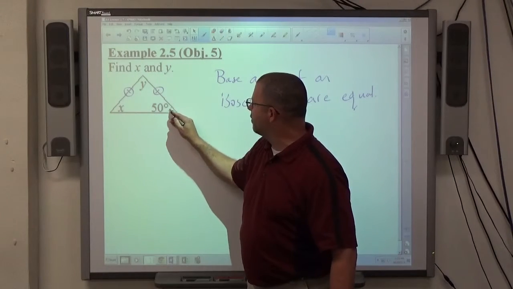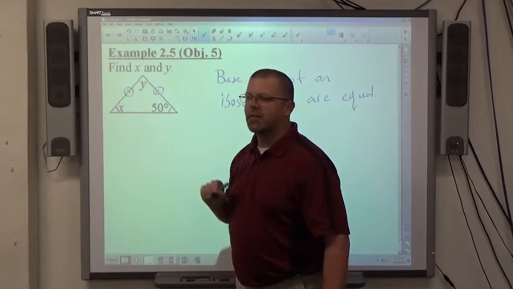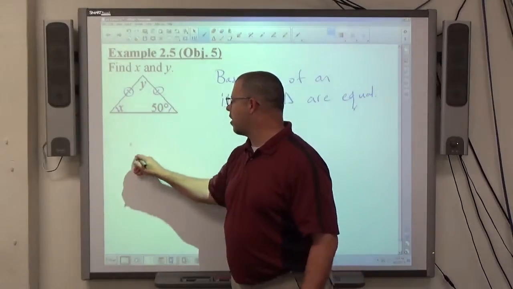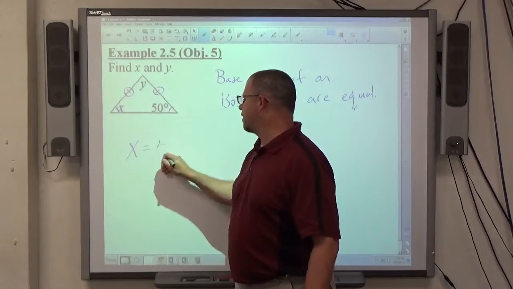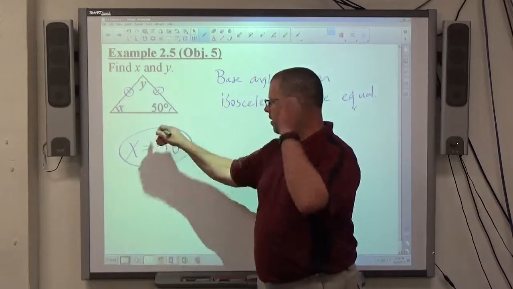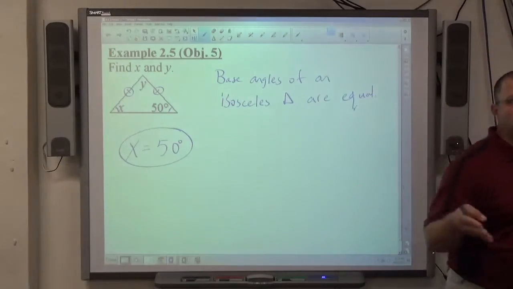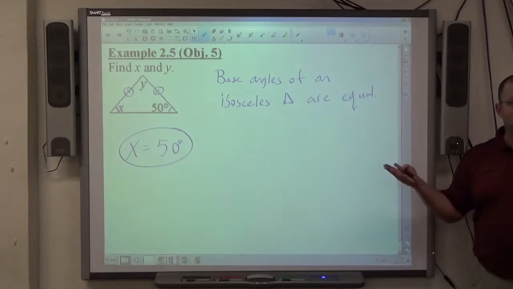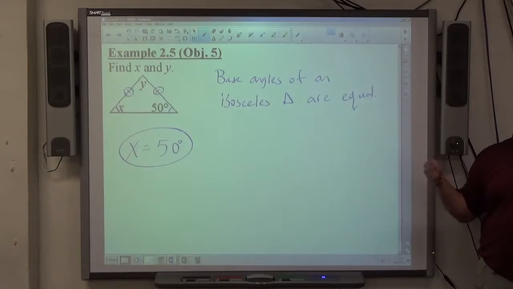So this angle down here, 50 degrees, and this angle here, x, have to have the same measure, which means therefore that for this problem, x is equal to 50 degrees. Okay? Now, I couldn't really show any math there. Again, as Parker said, I did that in my head. But again, I'm basing it on a property.